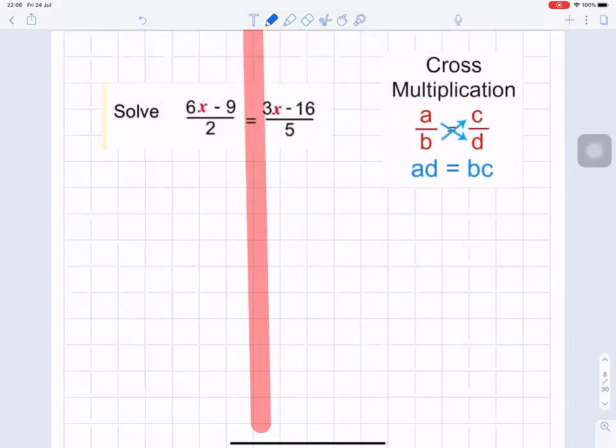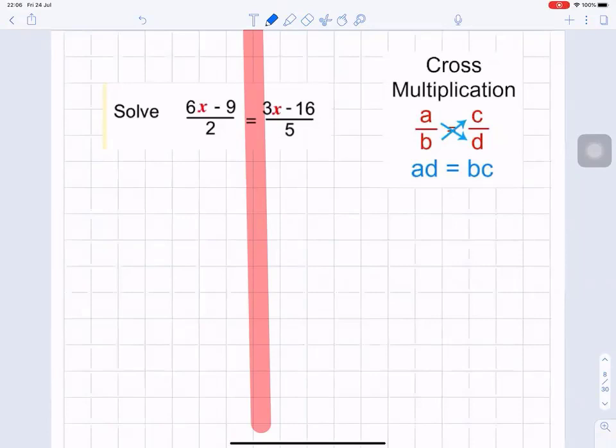Cross multiplication, as you get higher in algebra, you have to memorize this. It's not like I should or I could. No, you have to memorize it. A, that's an equal to sign in the middle. A times D is equals to B times C.